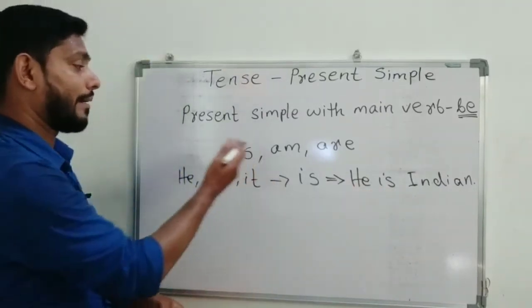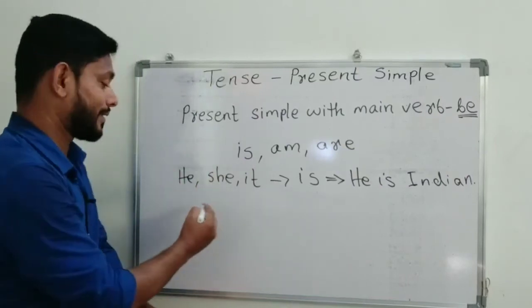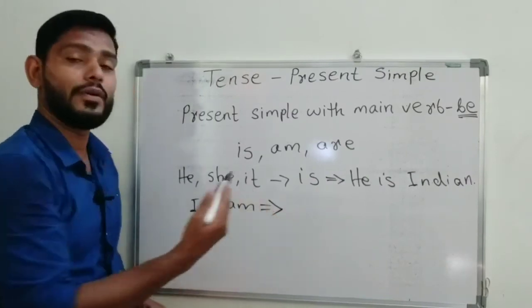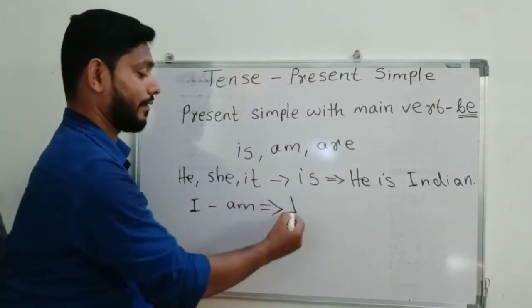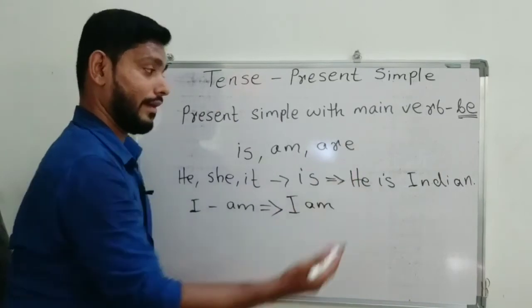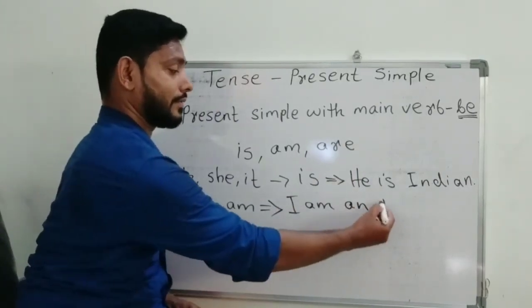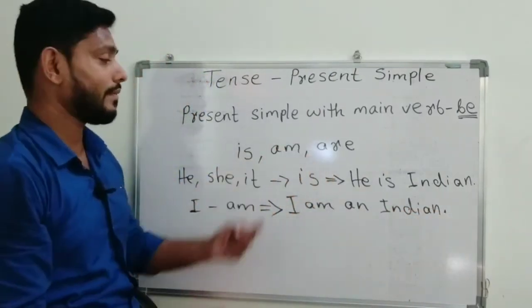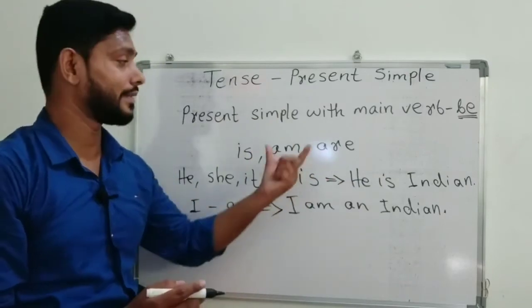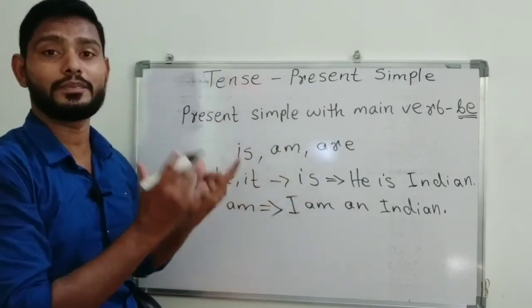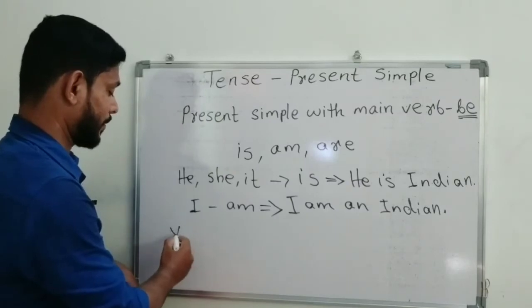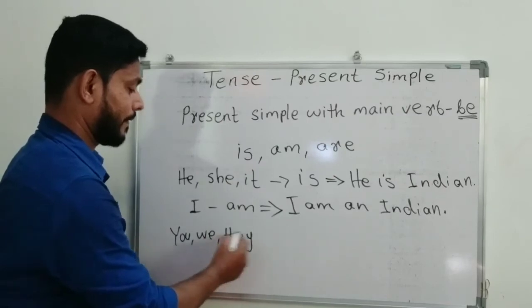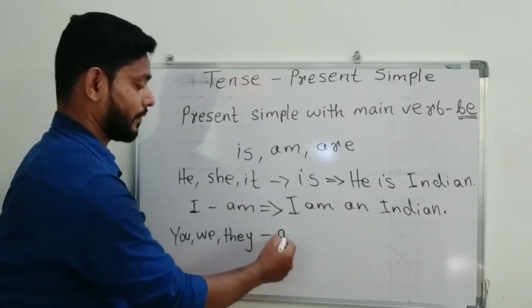Okay. So am, that you know very well to what subject is used. I am. What sentence can we make? For example, I am an Indian. Okay, so it's a very simple sentence. I am an Indian. And are is the present form to relate to plural subjects. It's commonly used with you, we, they. Okay, so we use are.